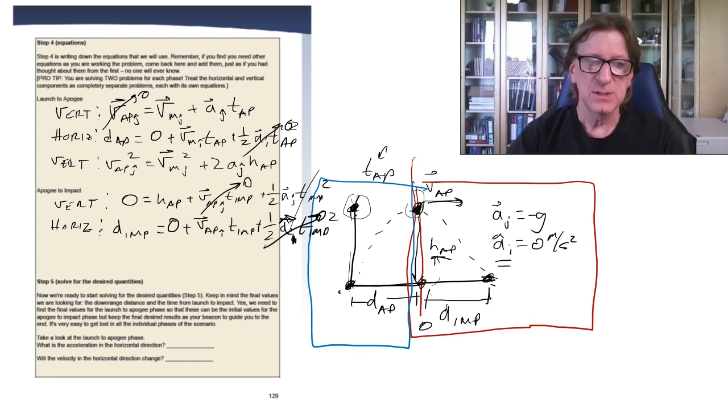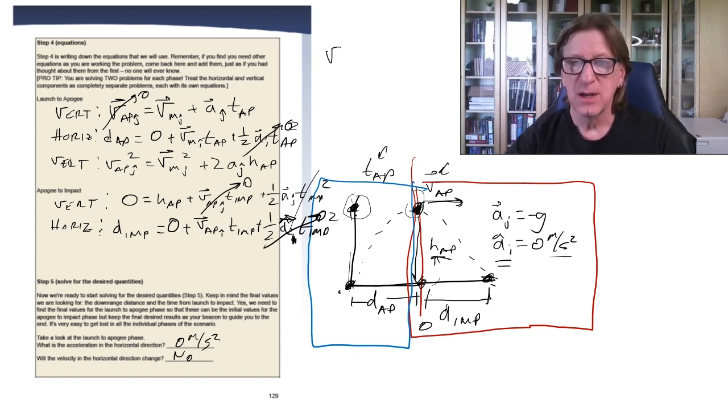Okay, so let's go ahead and answer our quick questions here. What is the acceleration in the horizontal direction? Well, we found it right here. That's going to be 0 meters per second squared. And will the velocity in the horizontal direction change? No, because I have no acceleration. So my initial velocity is going to always be the same. My velocity is going to be the same everywhere that I get up here. So the i hat component of our apogee velocity must also be equal to the i hat component of my initial velocity.